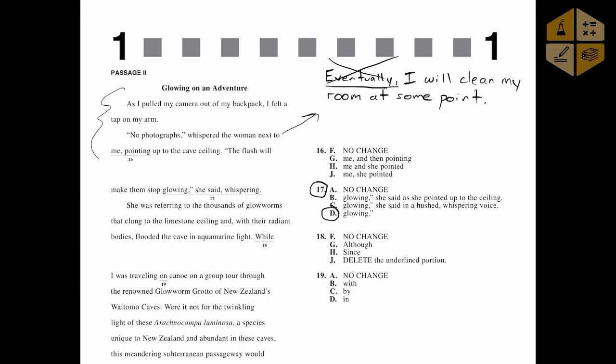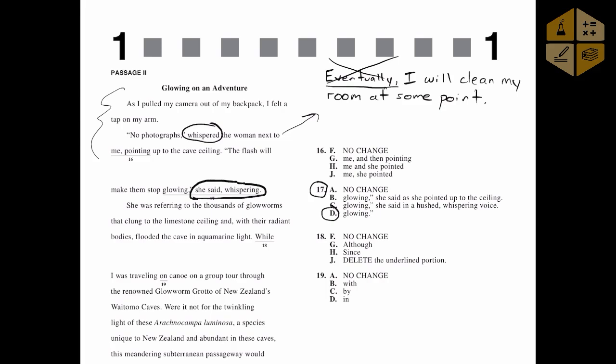You might think, well, how do you know that so quickly? The reason I know is because all these other options are redundant. Let's look at the no change option, which will also eliminate letter choice C. It says, "she said, whispering." This part of the sentence is redundant. How do you know? If I read the rest of the sentence, I don't see anything in there about her whispering. It says, "The flash will make them stop glowing," she said, whispering. So what's wrong with that? It's the sentence before that says she's whispering right there. So we don't need to say that again. We already know she's whispering.